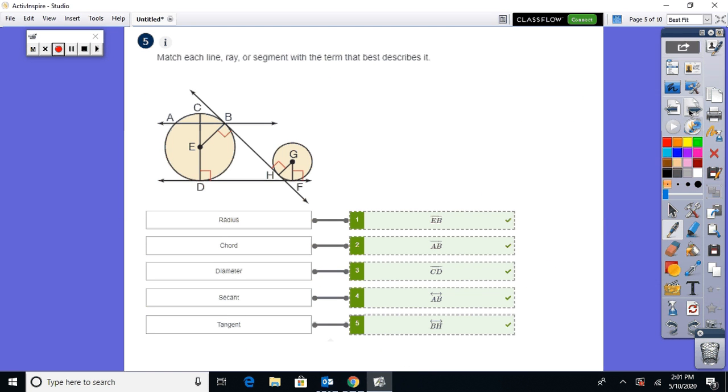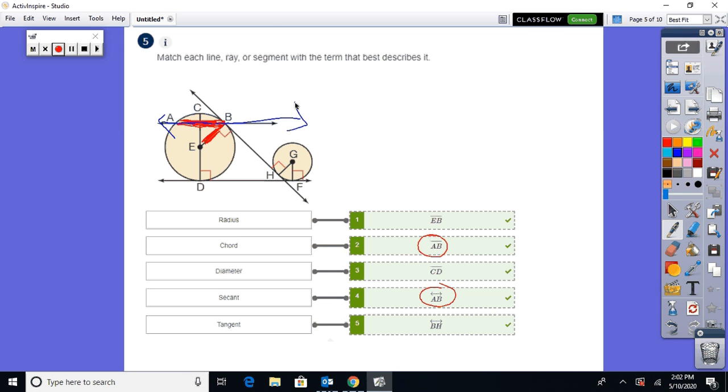Matching, number 5. Match each line, ray, or segment with the term that best describes it. Just be careful on this one. The radius, of course, you all know what radii look like. There's your EB. Chord, same thing. Just make sure you see the difference here: the chord is a segment and the secant is a line. So that chord is going to stop at A and B, whereas the secant passes all the way through, like a line. So there's your difference there.